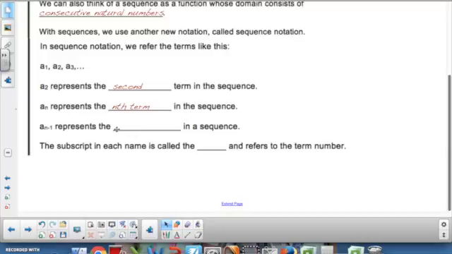Another important piece of notation is when you see this a sub n minus 1, notice that the whole thing n minus 1 is a subscript. That is the previous term. So when I'm trying to find this magical nth term, a sub n, a sub n minus 1 refers to the term right before the one I'm looking for. The subscript is called the index, and it refers to the term number. So if I'm talking about an index of 2, that's that sub 2 right there.